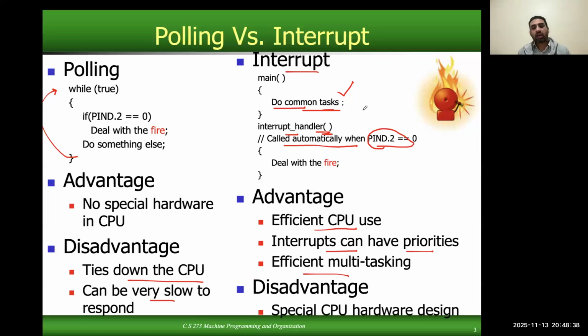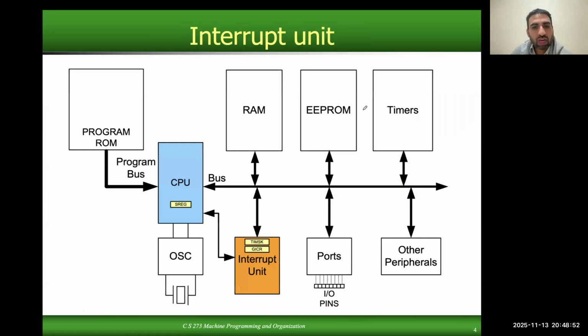However, the bad thing is that in order to support interrupt-based handling of events, you need to include special CPU hardware in your design, right? For example, in your ATmega microcontroller, you have an extra unit named the interrupt unit, which is responsible for taking care of interrupts. But if you say you don't want to support interrupt-based handling of events in your microcontroller, then you don't need this unit.